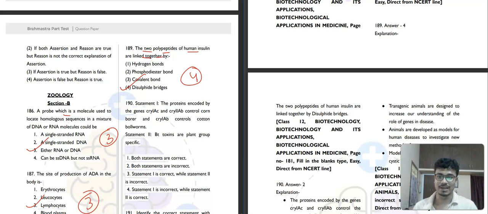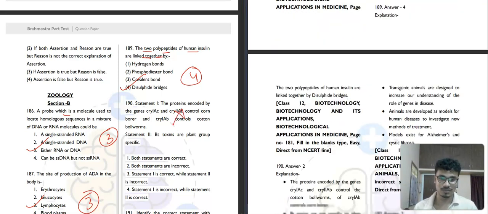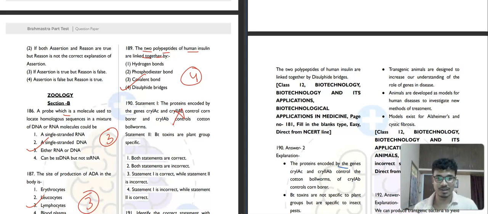Then question number 190. The statement first: the proteins encoded by Cry1AC and Cry2AB control cotton bollworms, and Cry1AB controls the corn borer. I don't think so, this is just the reverse. So, Bt toxins are not specific to plant groups. They are specific to insect pests. So, both are incorrect. Second option is our correct answer.